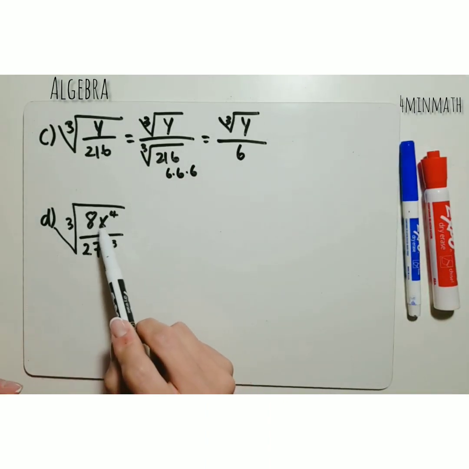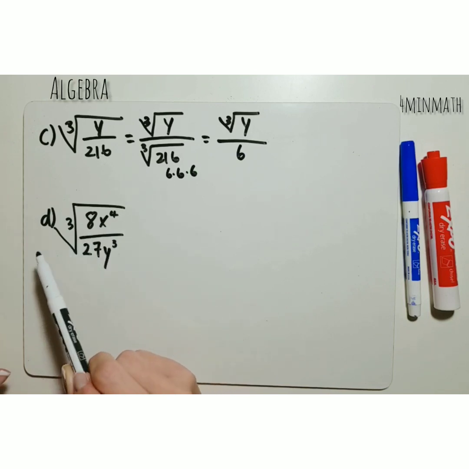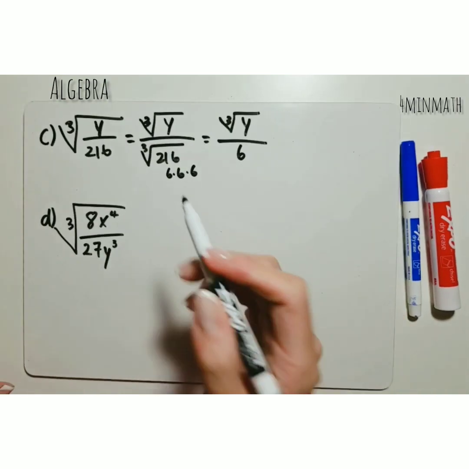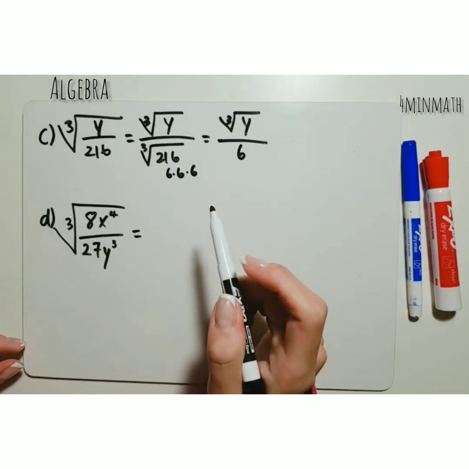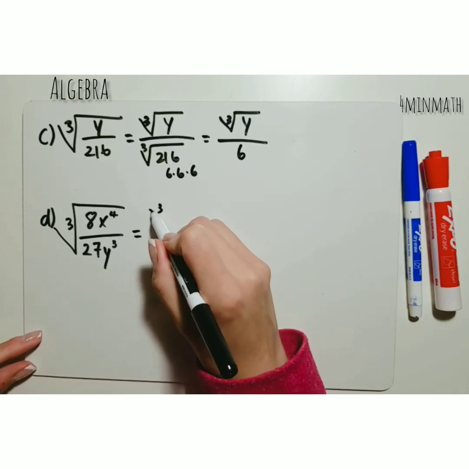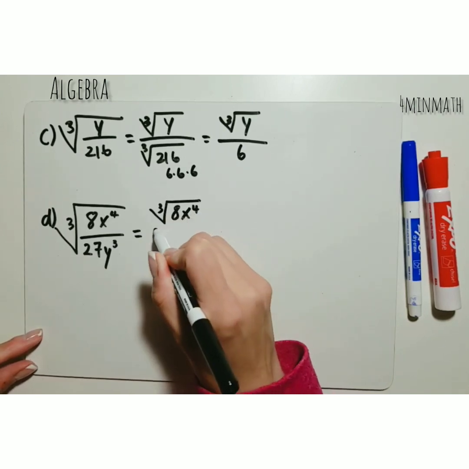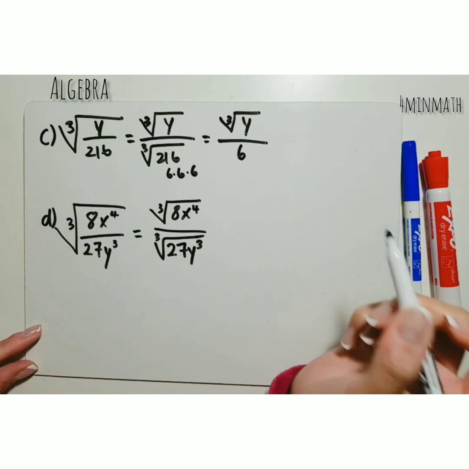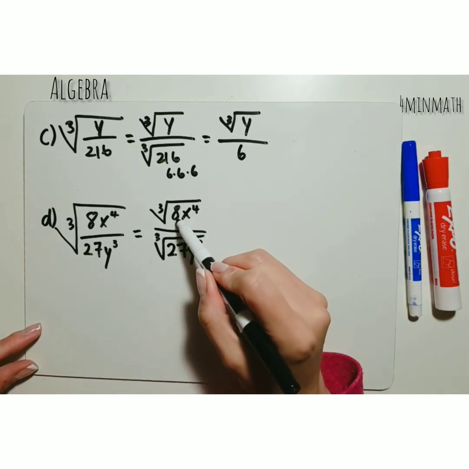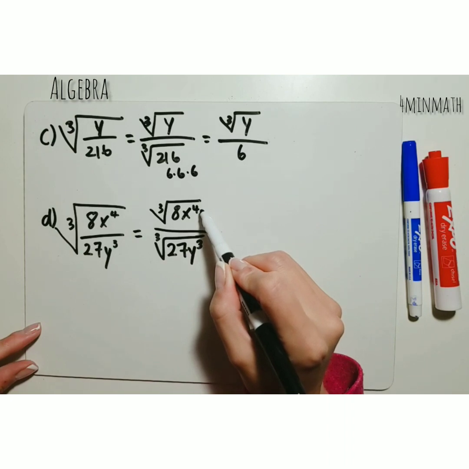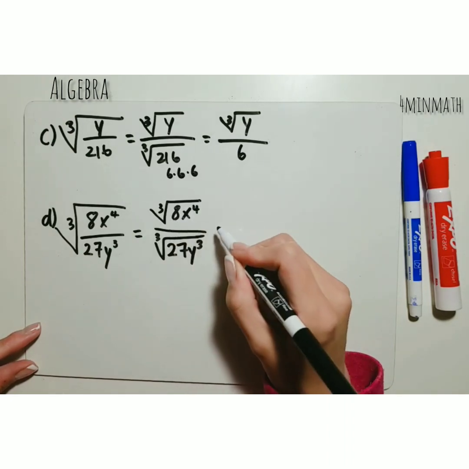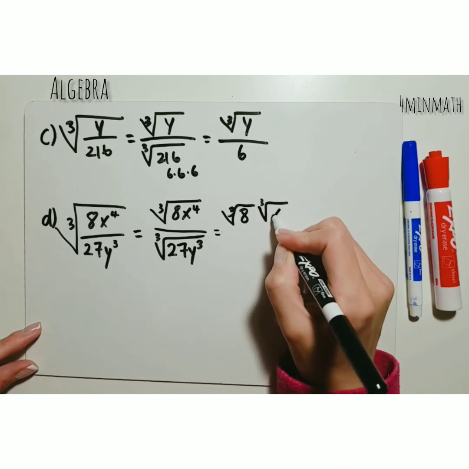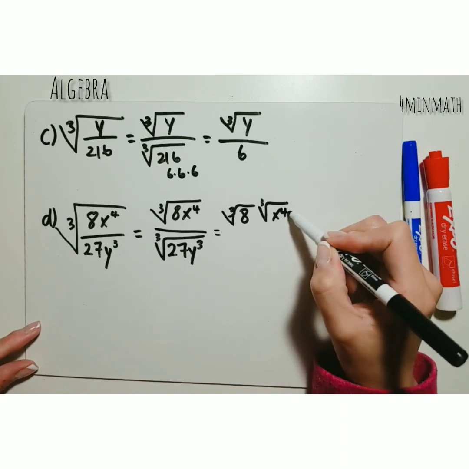Next, we have a combination of variables and exponents and numbers. Cube root of 8x to the 4th over 27y cubed. First of all, this is a given step, right? Dividing the quotient apart. Cube root of 8, cube root of x to the 4th. I can break this inside somehow. Let's work on that. So cube root of 8 times cube root of x to the 4th. And notice I can break that even further.